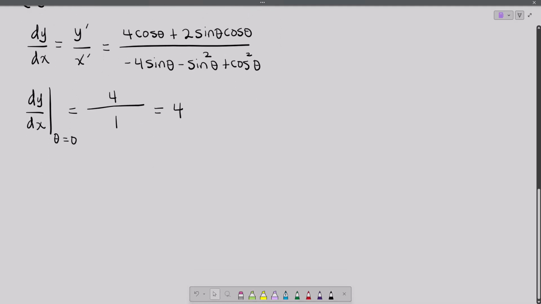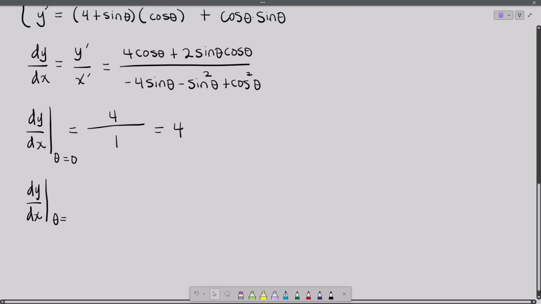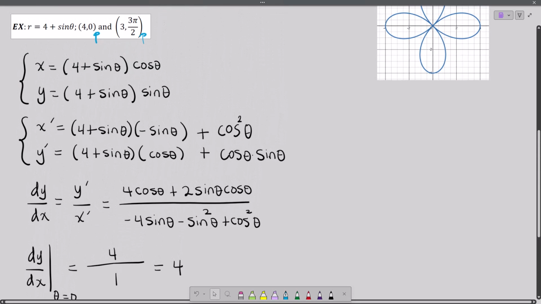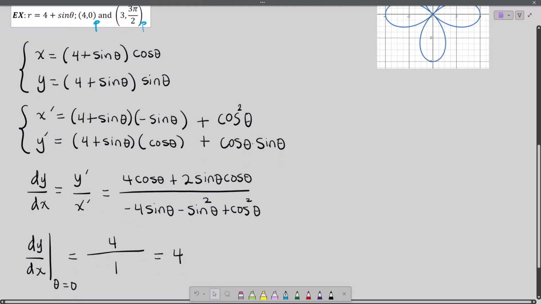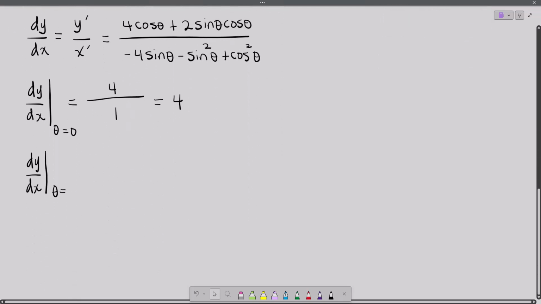And then they also said find dy dx at another polar point. The other polar point, theta is 3 pi over 2, so we're going to plug in 3 pi over 2.